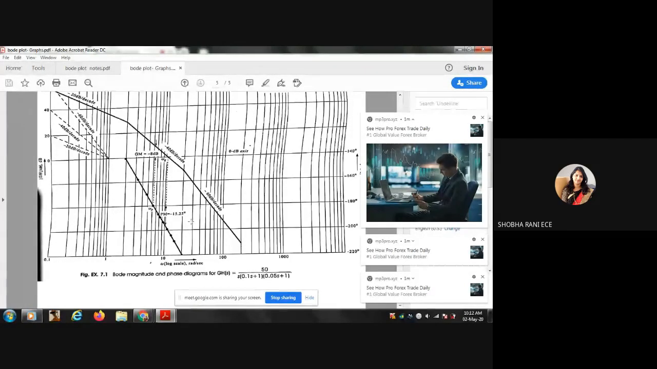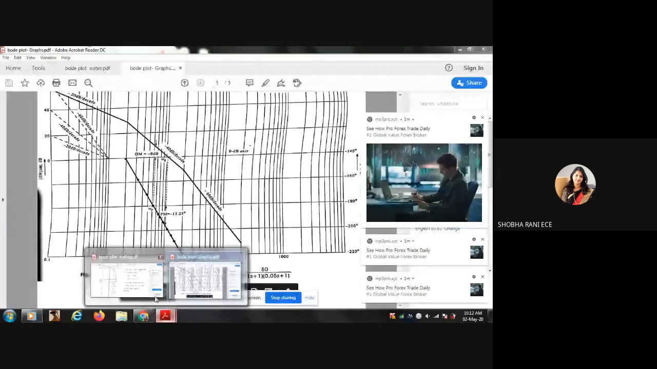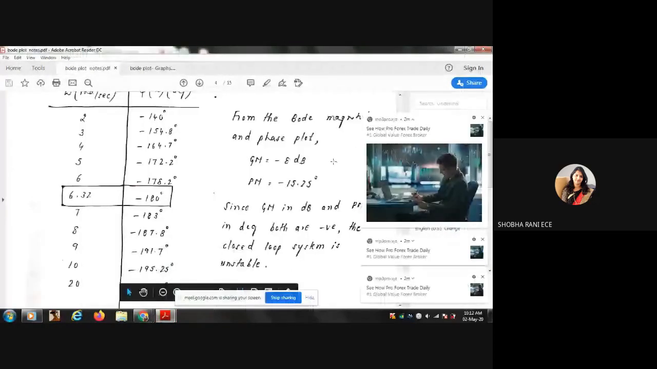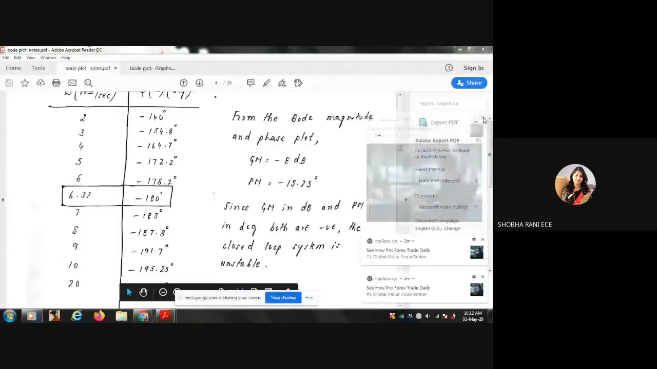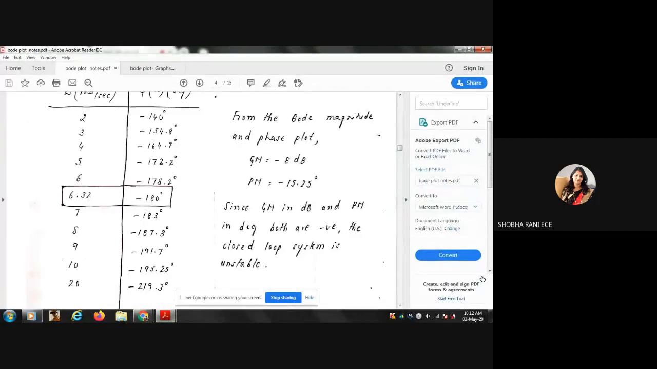So that is what I have mentioned here. You can see here from the Bode plot, we see that the gain margin is minus 8 dB, phase margin is minus 15.25 degrees. Since gain margin and phase margin both are negative, the closed loop system is unstable. So this is how you sketch the Bode plot and decide whether the system is stable or unstable.